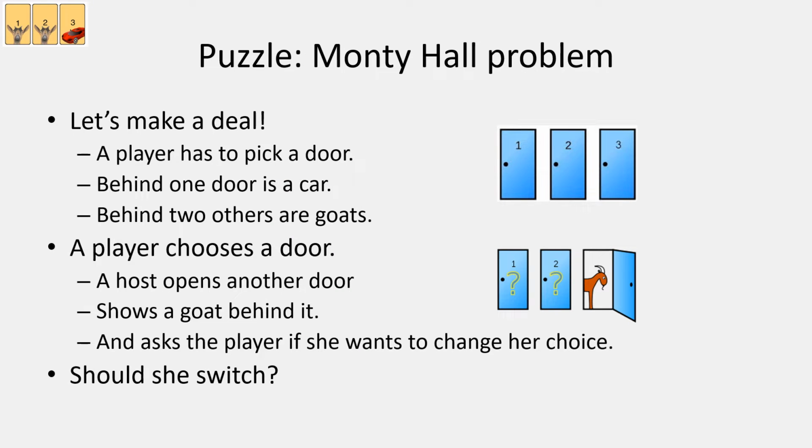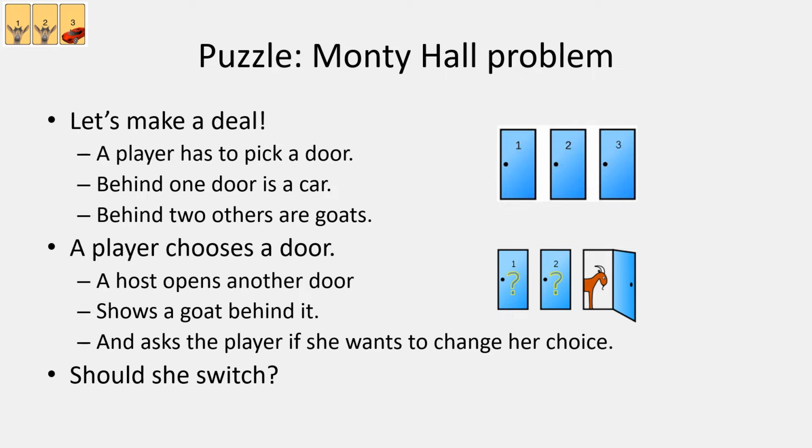Okay, so let's talk about the cars and goats and choices and switches. Let's Make a Deal. The player picks a door. The host opens another door, shows the goat, and asks the player whether she wants to change her choice. For example, the player started by saying, I think the car is behind door 2. Now, should she go, wait a moment, no, I think the car is behind door 1.